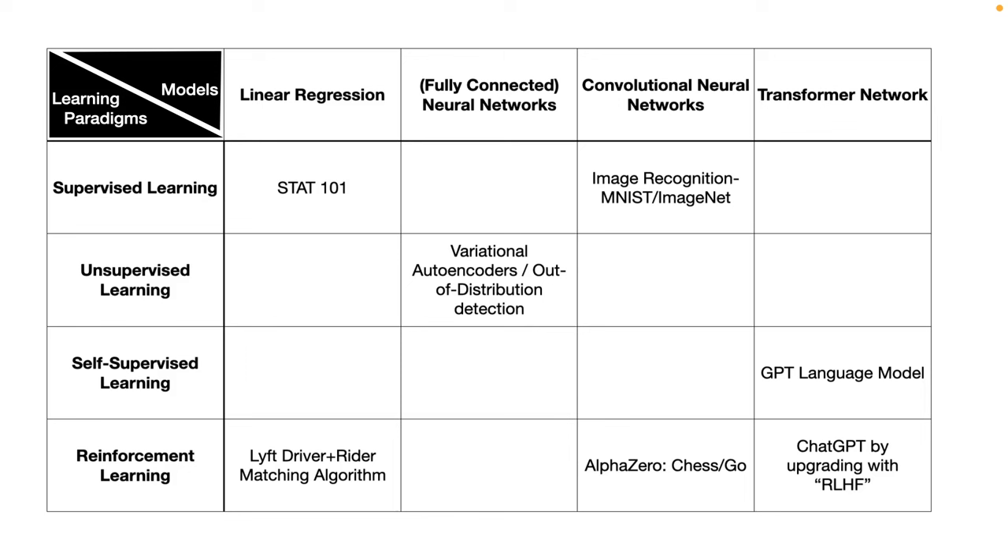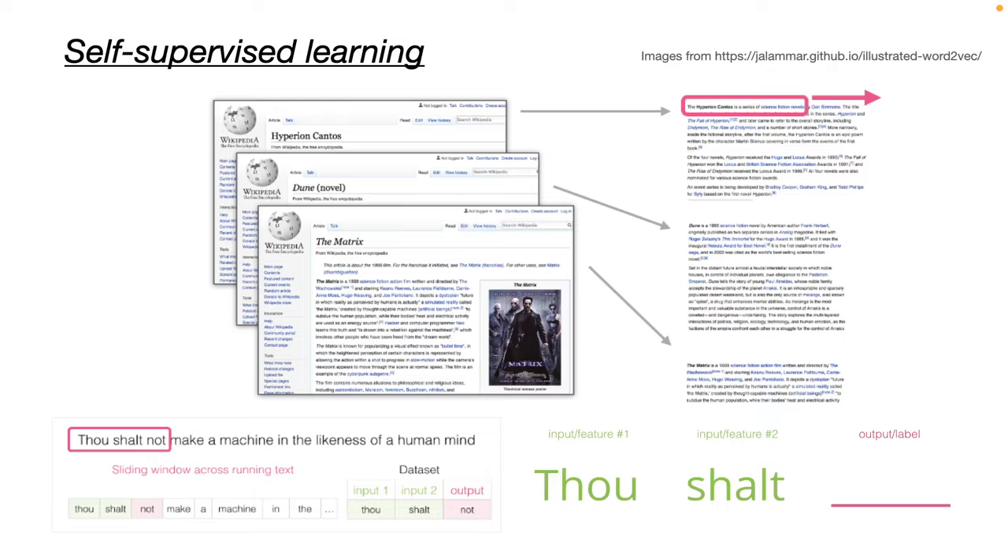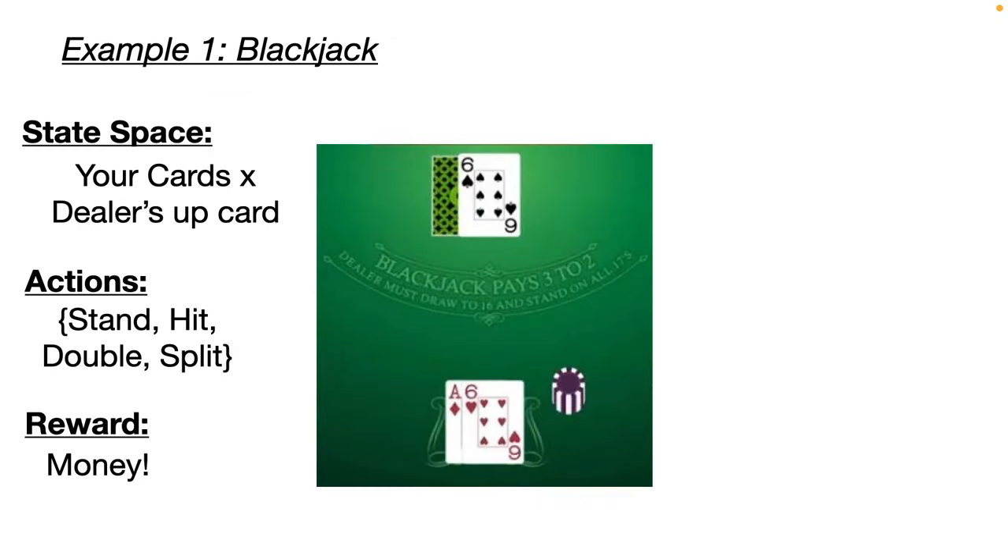Okay, so we're gonna do examples. Before we do these three real examples, I did the robot arm example, but let's do a little more specific, fun baby example. And that baby example is blackjack. Blackjack is the perfect example of a reinforcement learning problem.